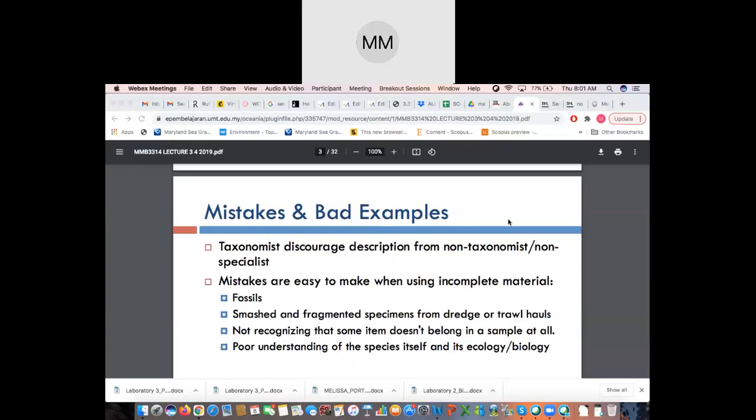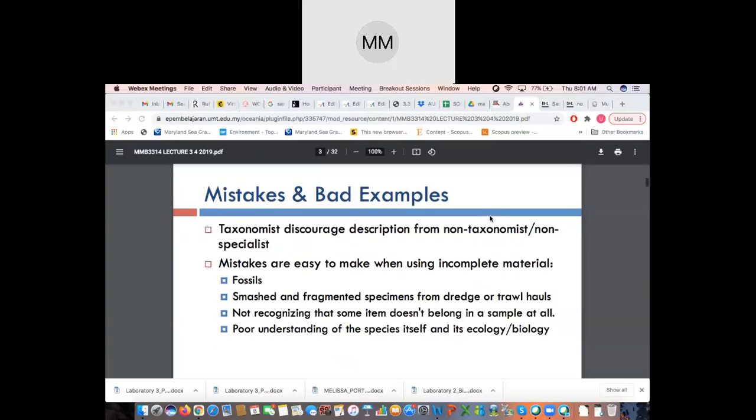Now, with regards to some of the mistakes or bad examples sometimes practiced in the world of taxonomy, taxonomists discourage description from non-taxonomists and non-specialists. We discourage, we don't hate them. Especially when it comes to ecologists, who at least in some ways probably have a closer understanding in comparison to, say, those in the biotechnology field or anywhere really out of the discipline.